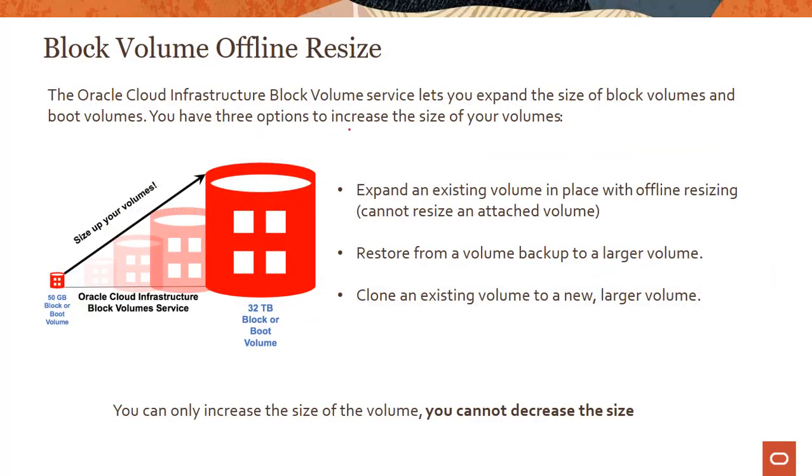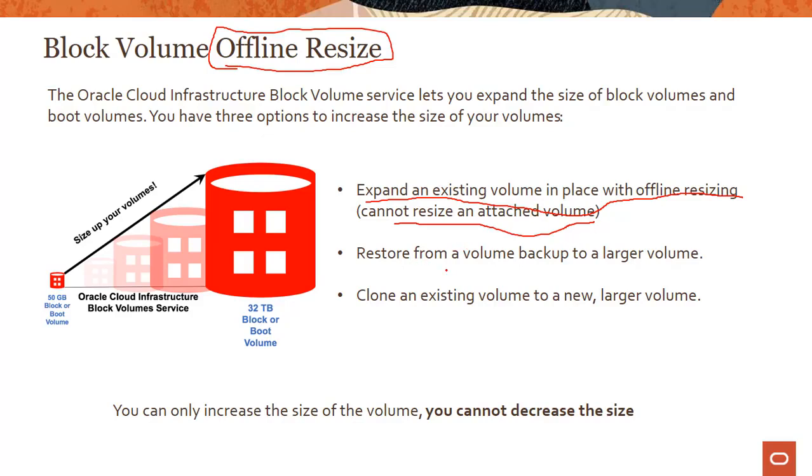Now, one thing to keep in mind, today block volume service supports this capability called offline resize. So what do we mean by offline resize? What we mean is if you want to expand an existing volume, you cannot just do a dynamic resizing where you go from, let's say, 50 gig to 100 gig. What you have to do is this thing called offline resize. So you have to detach the volume first if it's attached to an instance, and then you can change the size. So that's one way to do it, right?